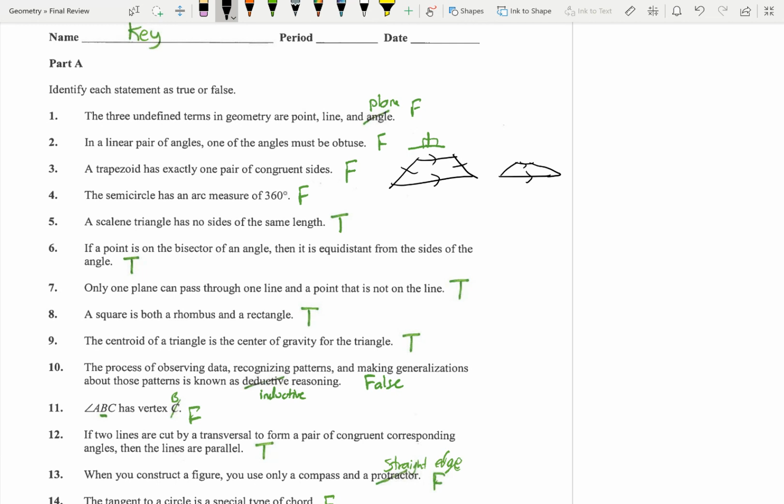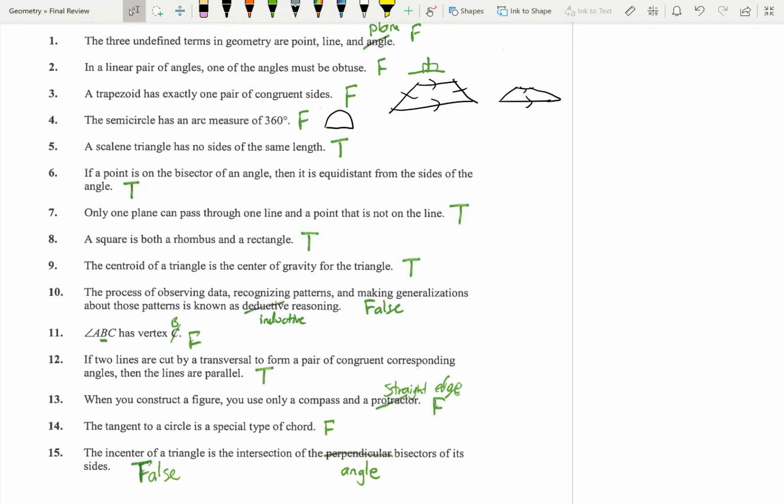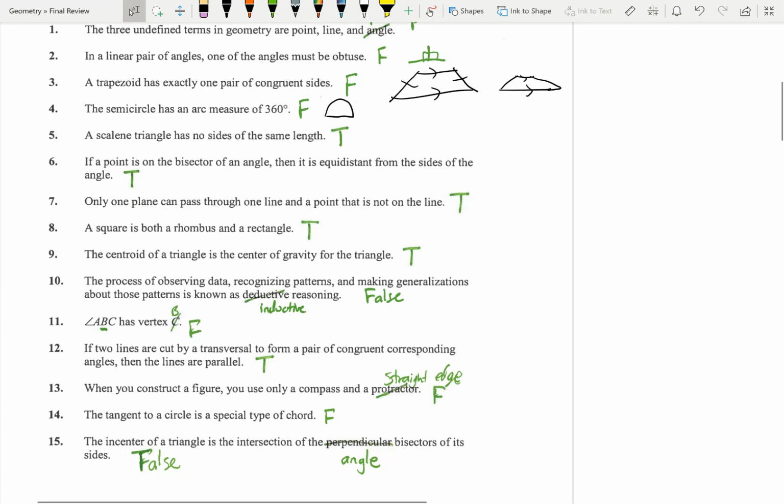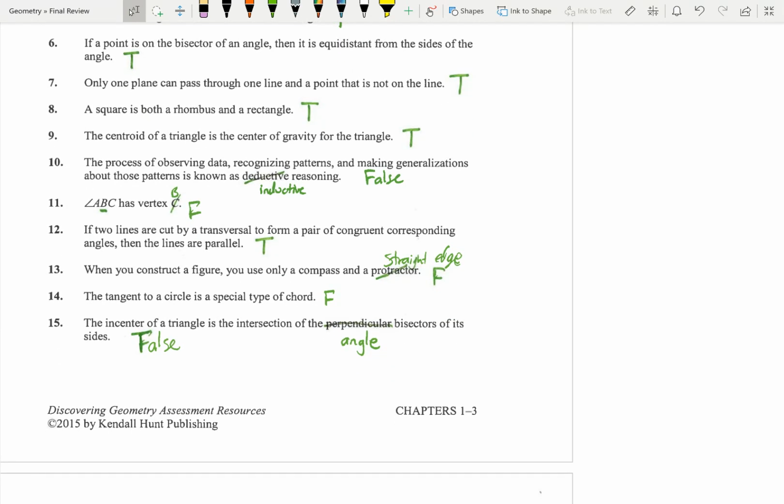A semicircle is a half circle. So that's going to be false. The arc measure is actually 180. A scalene triangle has no sides the same length. That is true. If a point is on the bisector of an angle, then it is equidistant from the sides of the angle. Is also true.